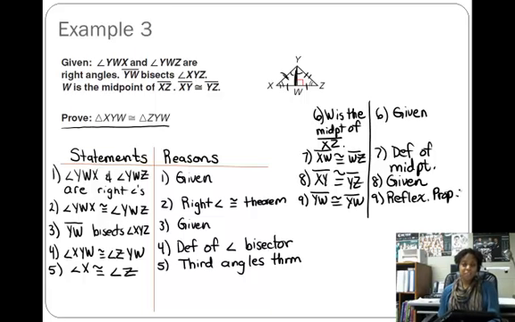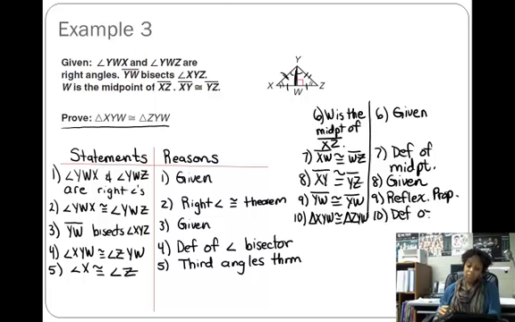So now we've proven that all the angles are congruent and all the corresponding sides are congruent. So that means that finally the triangles are congruent. Triangle XYW is congruent to triangle ZYW. And that is by the definition of congruent figures or polygons or triangles. Either one of those would work.